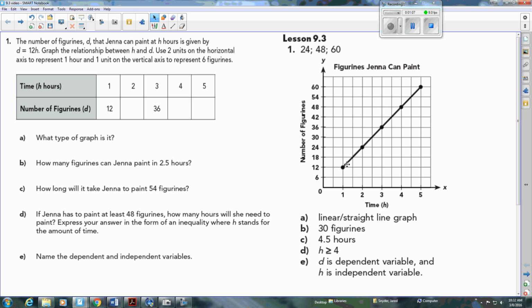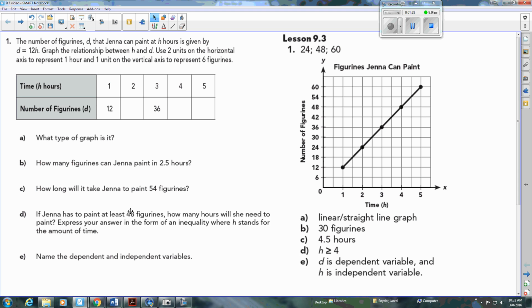Your graph would come out to this, and it would be a perfectly straight graph. And it says, what type of graph is that? Well, if it's straight, it would be a line graph, or the better word you guys learned, linear. How many figurines can Jenna paint in 2.5 hours? So we go to 2.5, and that's going to bring you up to 30 figurines.